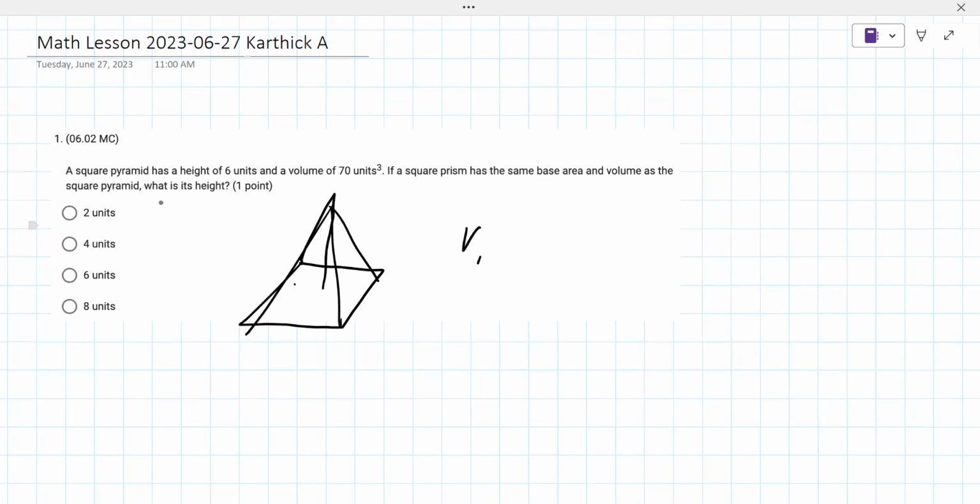So the volume of the pyramid is 1/3 the area of the base times the height. The volume is 70. The height is 6. So could you try solving that for the base for us, please?